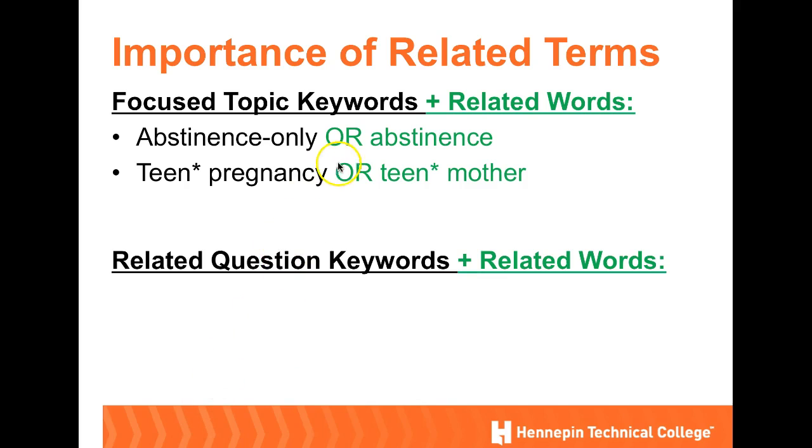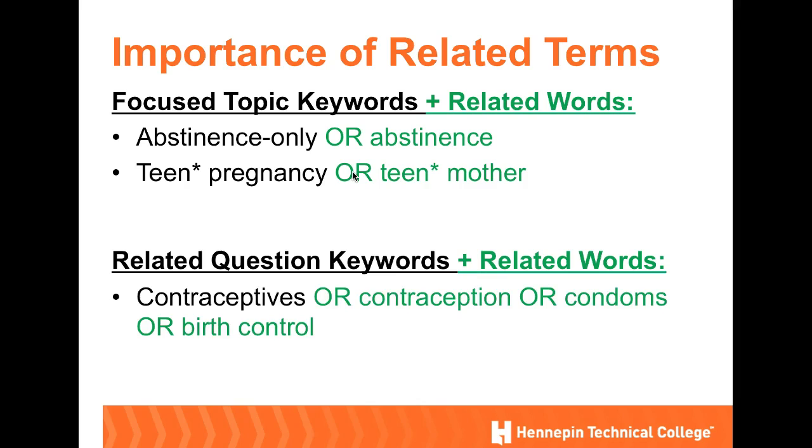And notice that there's an "or" between them. When we type this into the search term box, we put an "or" between terms when we want to say this or that, and it broadens our results. If you put an "and" between them, it's going to say it has to have this and that, and it's going to narrow your results. And so you can use them to mix and match. For the related question, you could say contraceptives or contraception or condoms or birth control. Again, it's going to look only for the exact match of whatever you type in. And then teen pregnancy or teen mother.